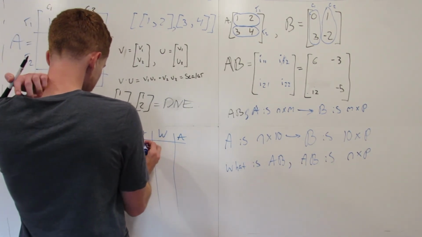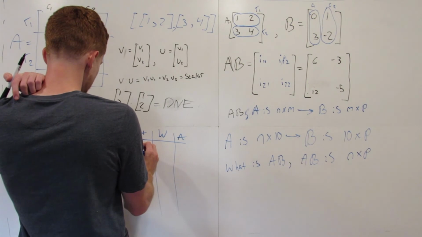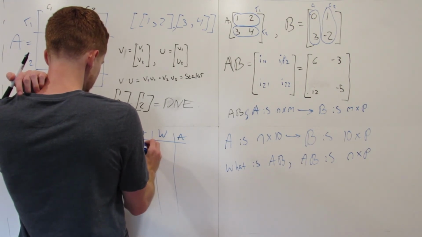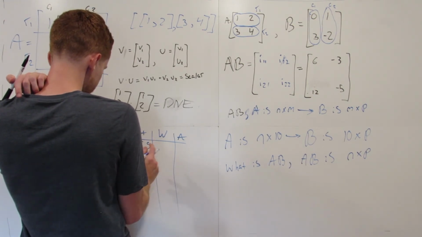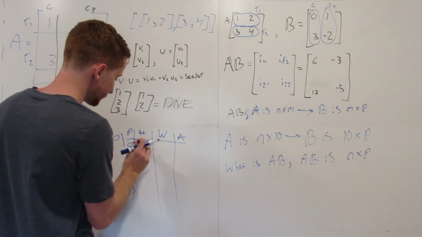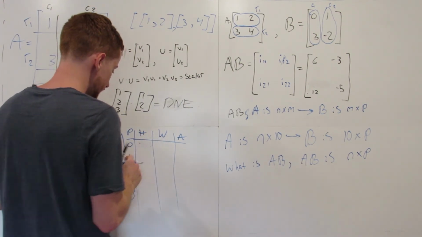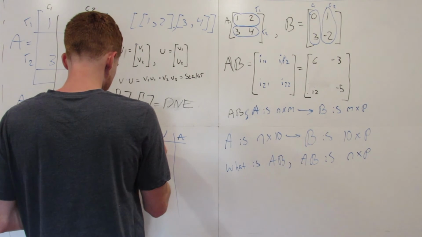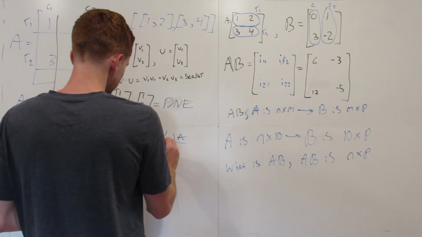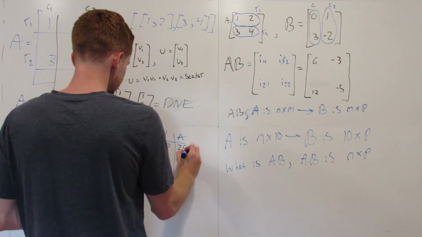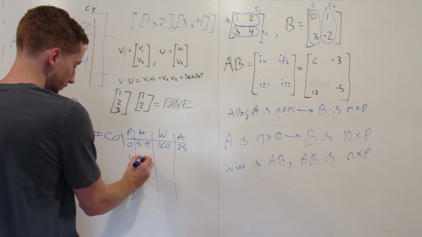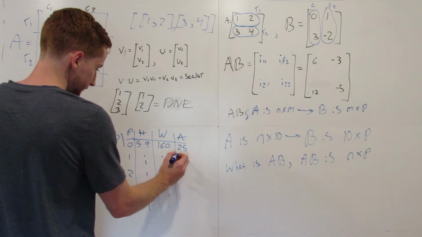I don't really know what's reasonable here. Let's just say 5, 9. Wow, that is terrible. I apologize. That's supposed to be a 5 and a 9. So let's say you have 5, 9. Then their weight is, let's say, 160. Their age is 25. And this will all continue down here.